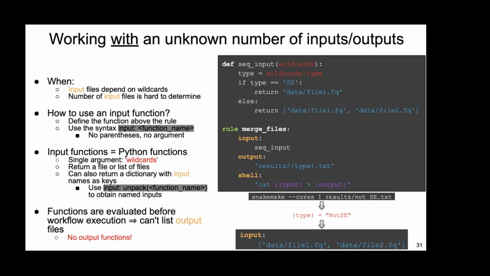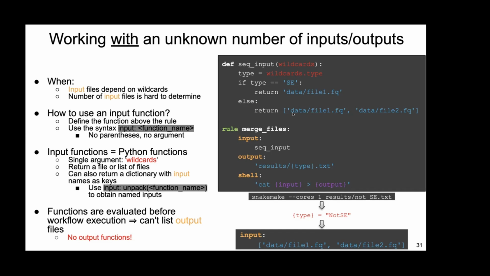So in this case, we have a function that takes the wildcards. Type is going to be taken from the wildcard value, which is specified in here, if you can see. Then depending on the value of type, we're going to either return a single FASTQ file, that's for the case of single end, or a list in any other case. So in this case, we are asking for a file called results not single end.txt. That means type is going to be equal to not single end. And so now we come here, type is not single end, which means that we fall into the else clause, which means that we return two FASTQ files.